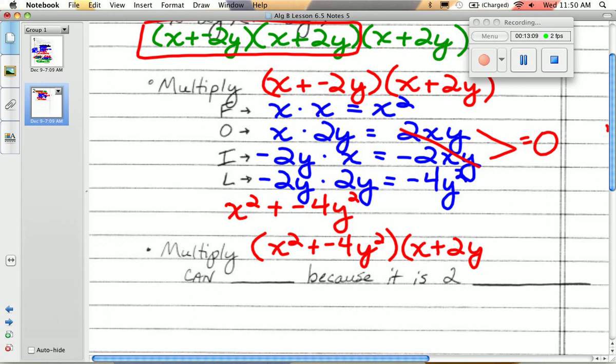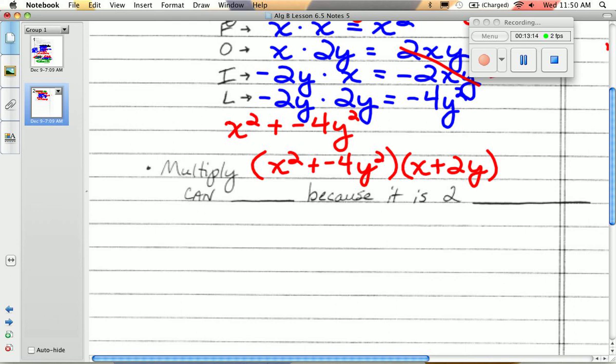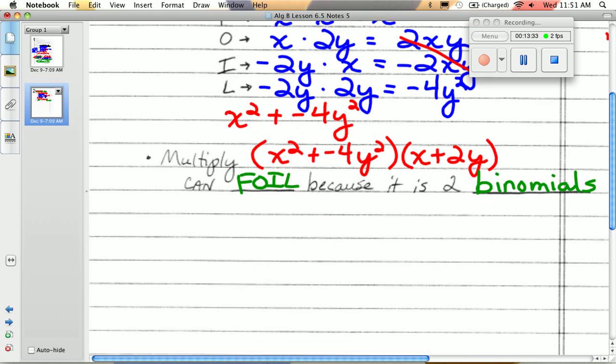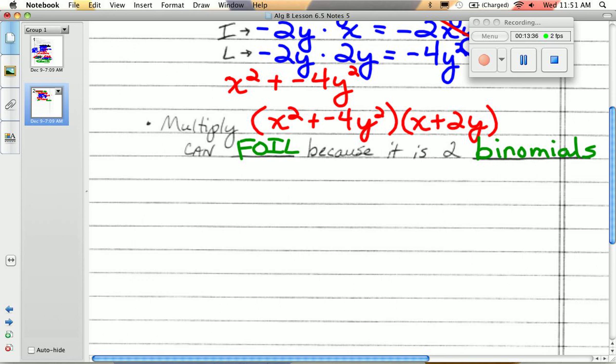And notice what happened by doing it this way instead of the way Matt started it. We have a binomial times a binomial, so we can do FOIL again if we want. This time we can FOIL because it is two binomials. So we have to decide when we can use FOIL and when we can't. You don't have to though. FOIL, and those of you who want to do it another way, you do it your way.